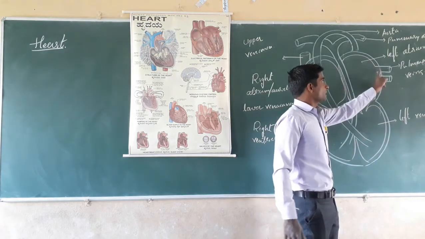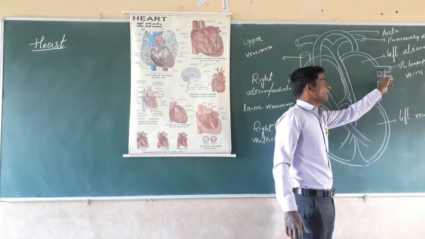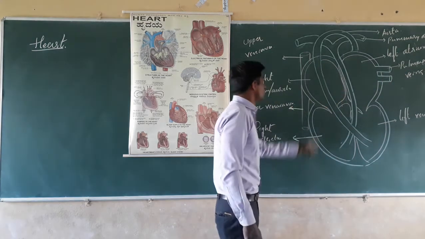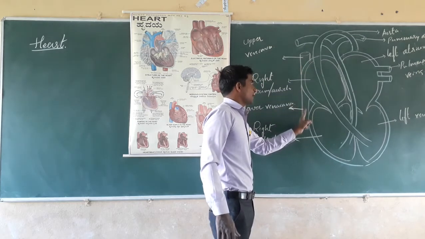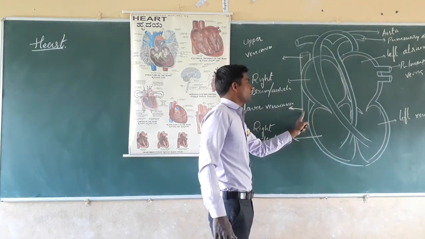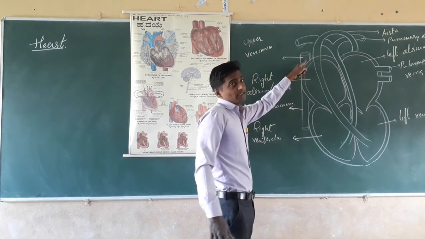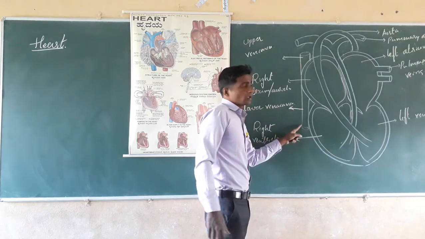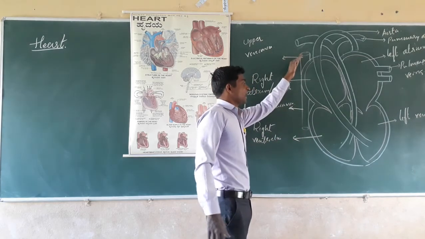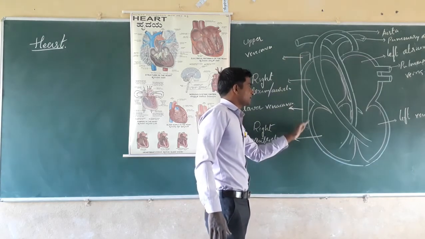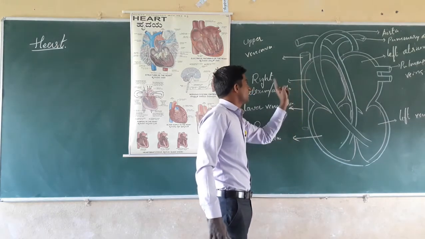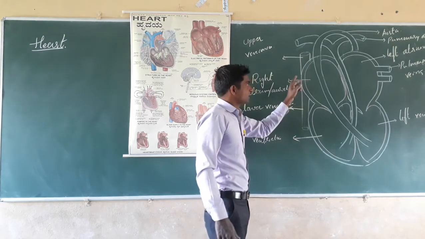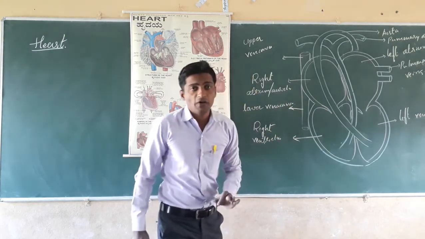And next, two more blood vessels are connected, which bring the pure blood from the lungs. That is called the pulmonary veins. And next, here are the vena cava, the upper vena cava and the lower vena cava. The upper vena cava is also called the superior vena cava, and the lower vena cava is called the inferior vena cava. They bring the blood from the upper part and the lower part into the right atrium. That's all about the structure of the human heart.